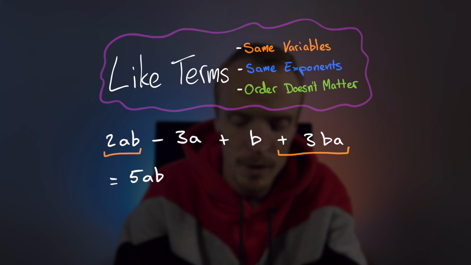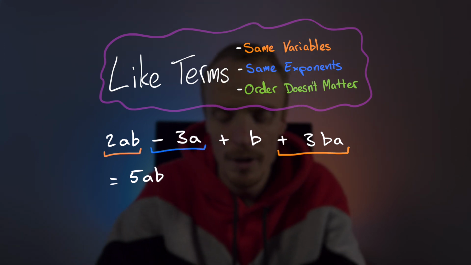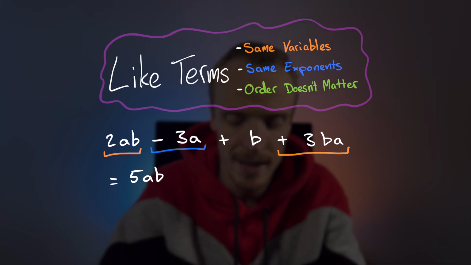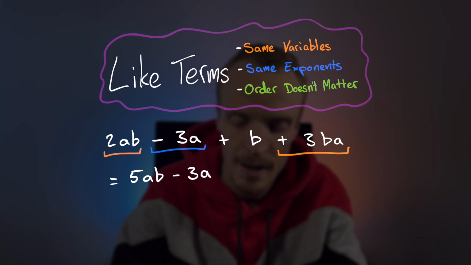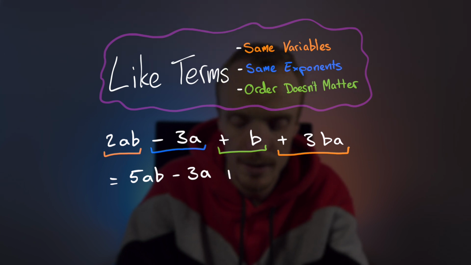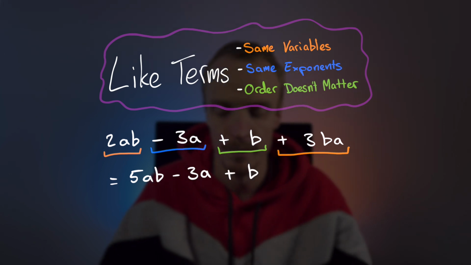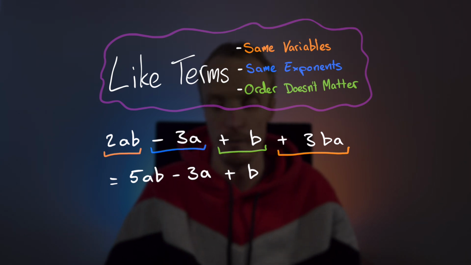And then what we want to do is move on to the next term, this negative 3a. And what you'll notice is the other term that we've got contains a b, doesn't contain the same variables. So we can only group the negative 3a with itself. It's as simple as it goes. And then our final term, this b term, once again, doesn't have anything else that we can group it with. So this will just be plus b at the end. And that's how we simplify an expression that has multiple variables.